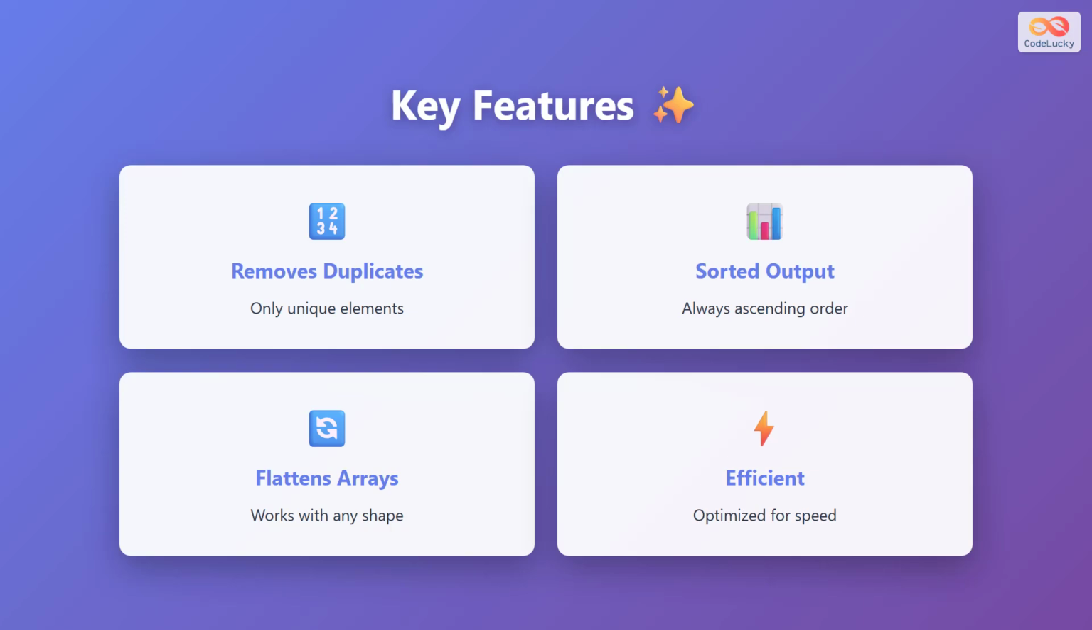Union1d has four important features. First, it automatically removes duplicates, keeping only unique elements. Second, the output is always sorted in ascending order. Third, it flattens arrays regardless of their original shape. And fourth, it's optimized for efficient performance, even with large datasets.